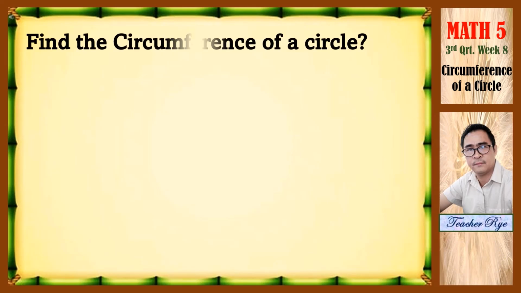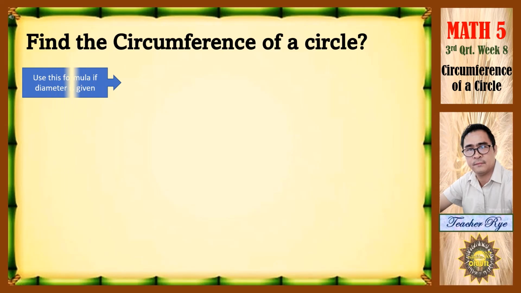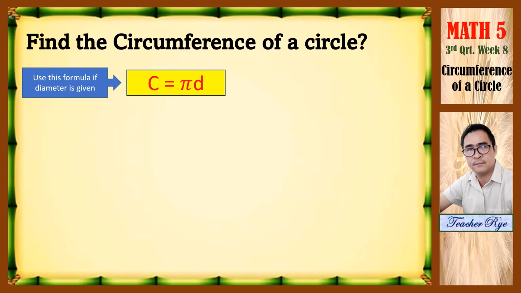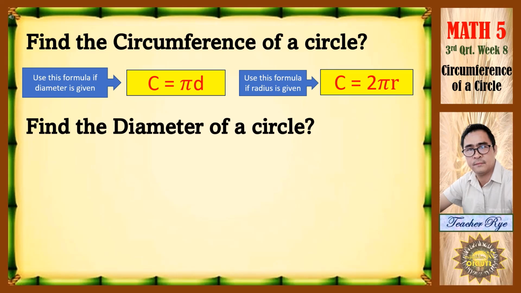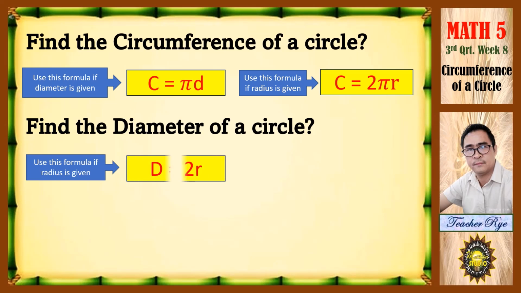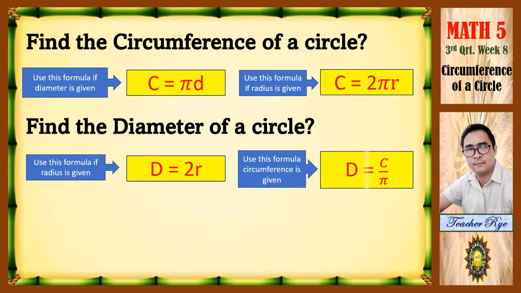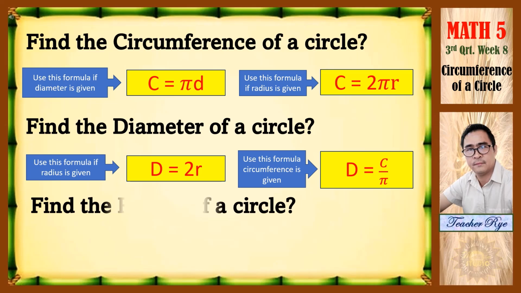ginamit natin. So, how to find the circumference of a circle? Use this formula if diameter is given. So this formula is circumference is equal to pi times d. And I use this formula if radius is given. That is, circumference is equal to 2 pi r. And then, find the diameter of a circle. So, gagamitin ng formula na to kung ang radius ay given. So, diameter is equal to 2 times r or 2 times radius. Kung ang given naman ay circumference, d is equal to circumference divided by pi.